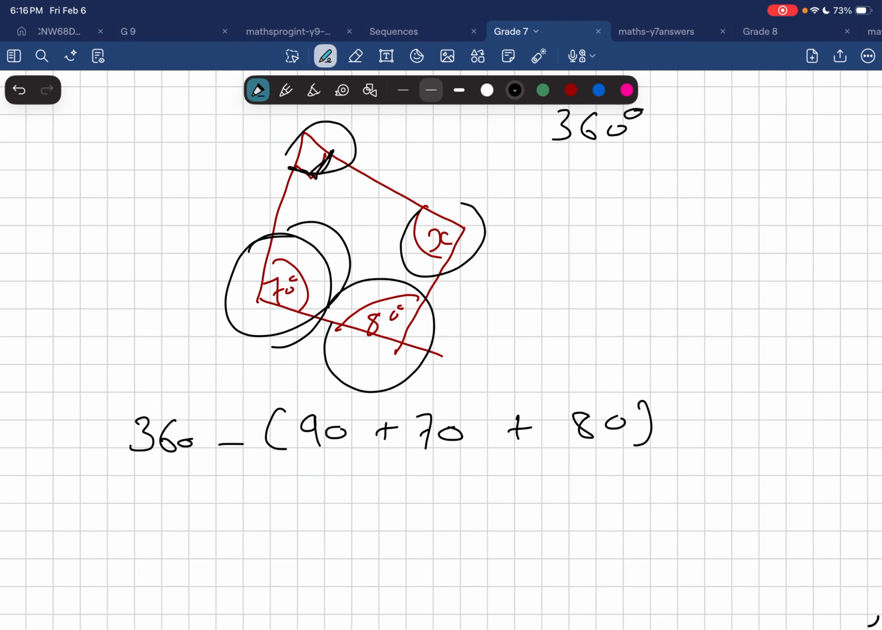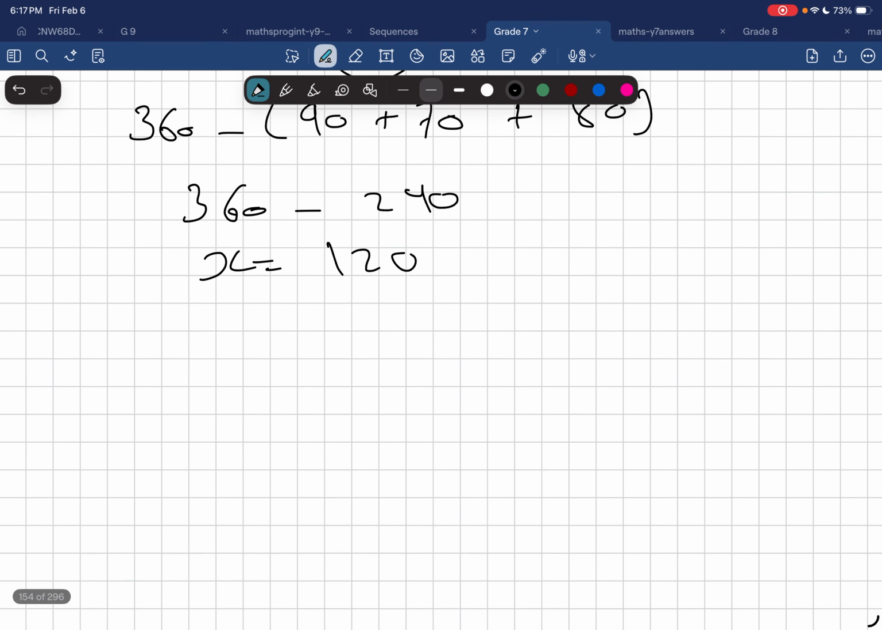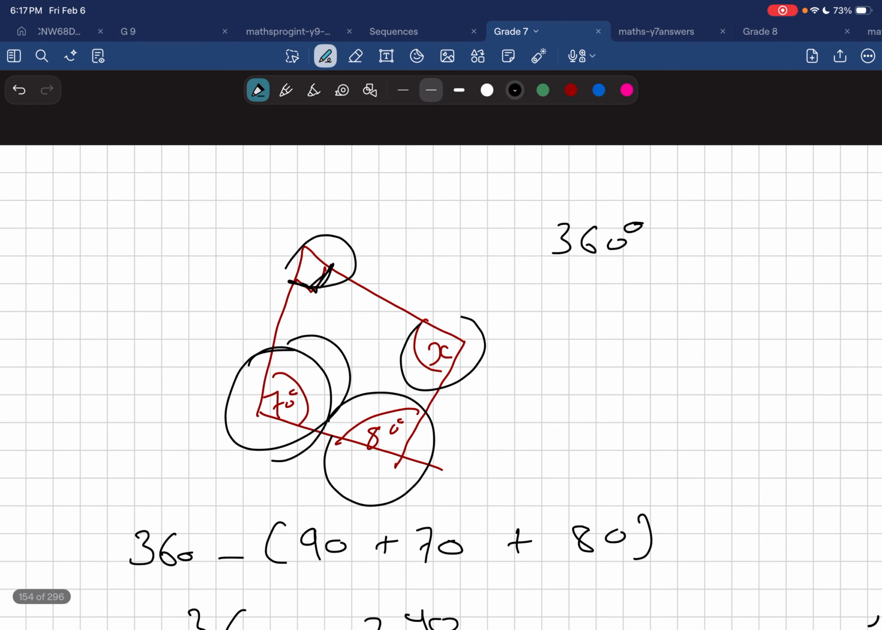So after you plot the values that we have there, guys, we do what? We add them. So 90 plus 70 is obviously 160. You add up with 80 is 240. So you're gonna write 360 minus 240, and the value of this is actually just 120. So x equals 120.